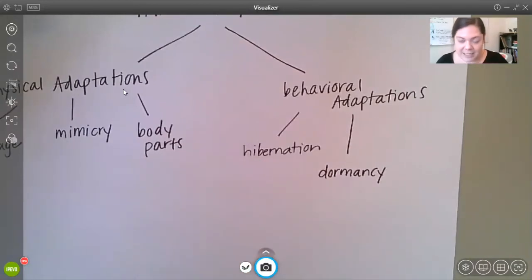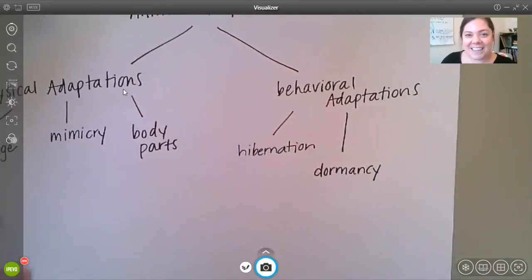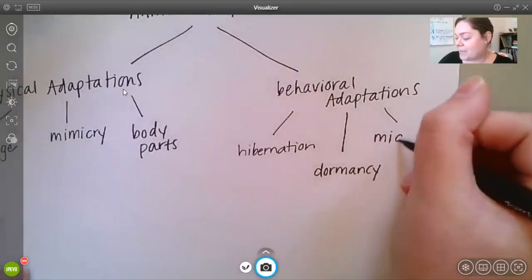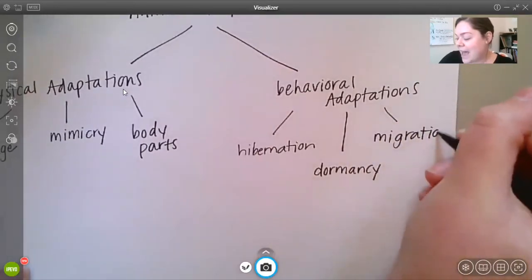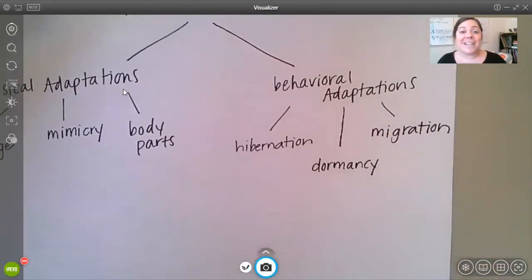The third type of behavioral adaptation that you're going to read about this week is one that has to do with movement. Do you guys have any guesses? It starts with an M. And that third behavioral adaptation is migration. Migration is when large numbers of the same species travel a long distance in order to find food sources and have a habitat that supports their life and their community.